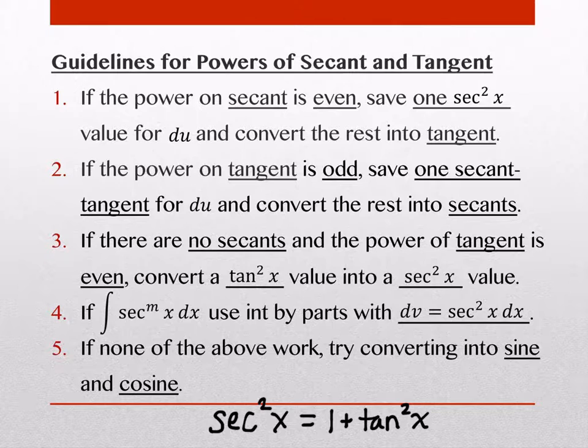The reason this is happening is remember what the derivative relationships are. What's the derivative of secant? Secant tangent. And what's the derivative of tangent? Secant squared. So that's why we want a secant squared or a secant tangent left in the problem, to let the du be equal to that. So that's what's going on in guidelines 1 and 2.